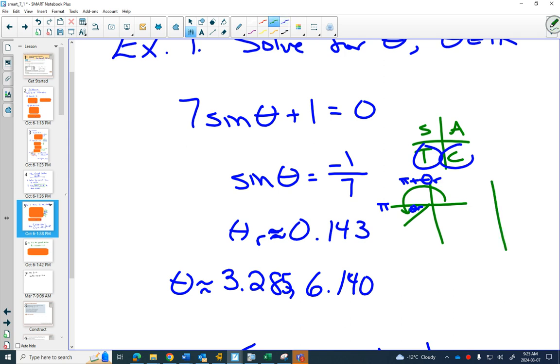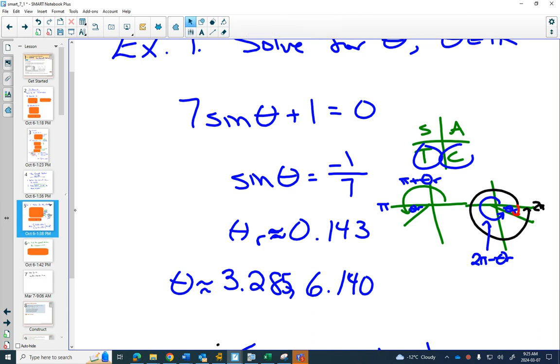And in quadrant 4, I have another one, here's my reference angle. I would think going all the way around is 2 pi, and then I would have to subtract my reference angle. So this actual angle here is 2 pi minus my reference. Okay? But now that we're done chapter 6, once you get to chapter 7, the idea is you know this already, you can just do it in your head.